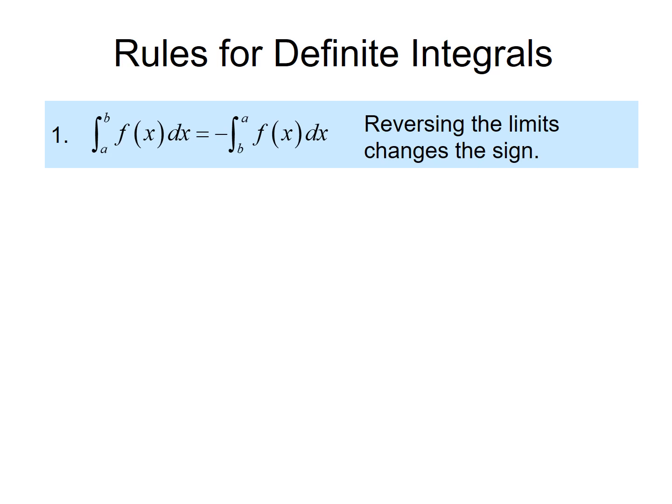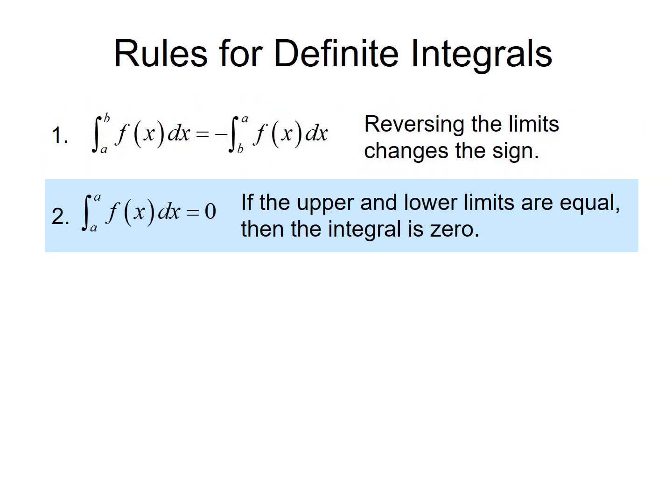Okay, a couple of rules we have for definite integrals. If we take the integral from a to b of f of x, that's equal to negative integral from b to a of f of x. So if we switch the limits of integration, we change the sign. If we take the integral from a number to itself, that's always 0, because if we think of that as area, it's the area from a to a. There is no area, so 0.